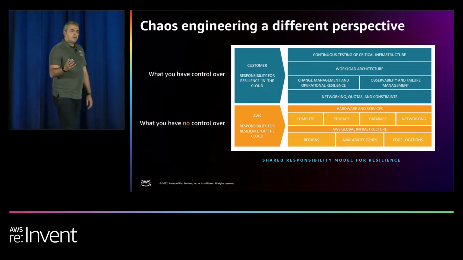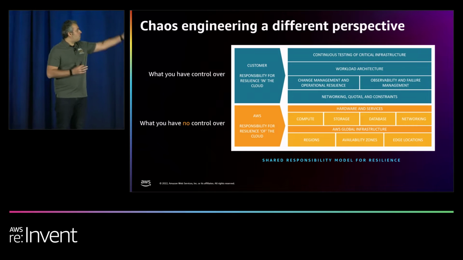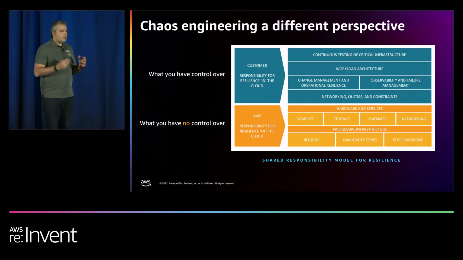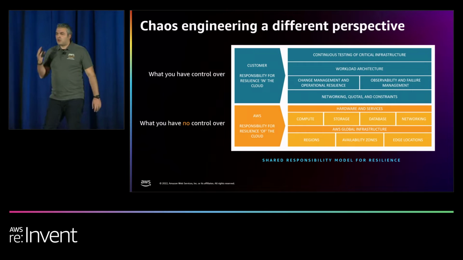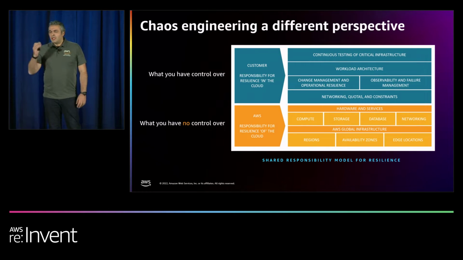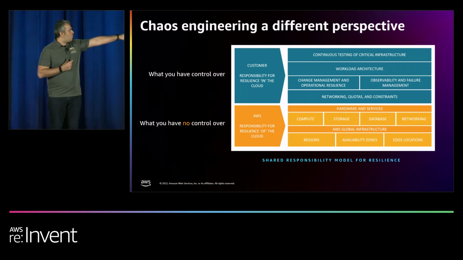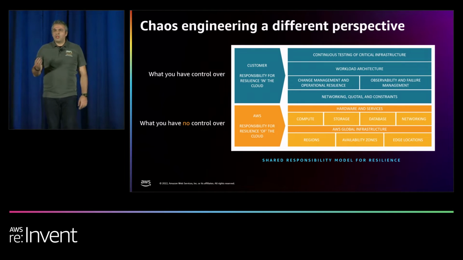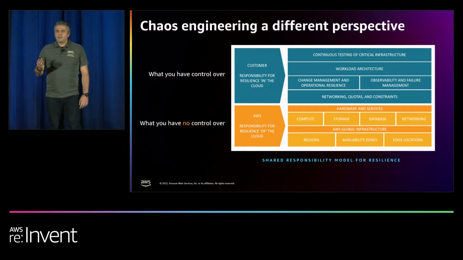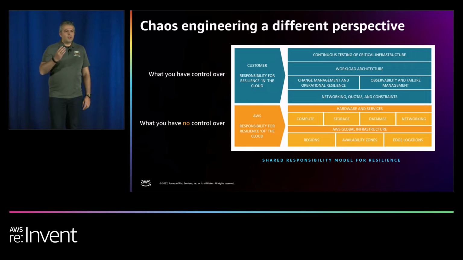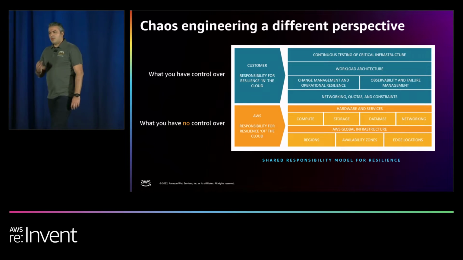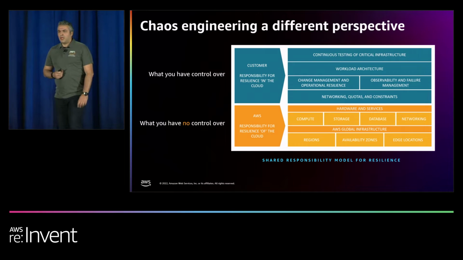But think about the challenges that come when you're looking at the shared responsibility model. How can you make sure that if a service that you're consuming fails, that is in the orange, that your workload is resilient? How do you know if something fails that your workload can fail over? And this is where chaos engineering comes into play.